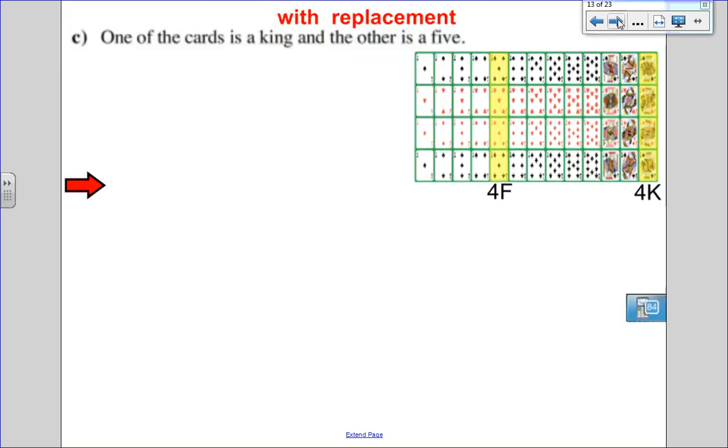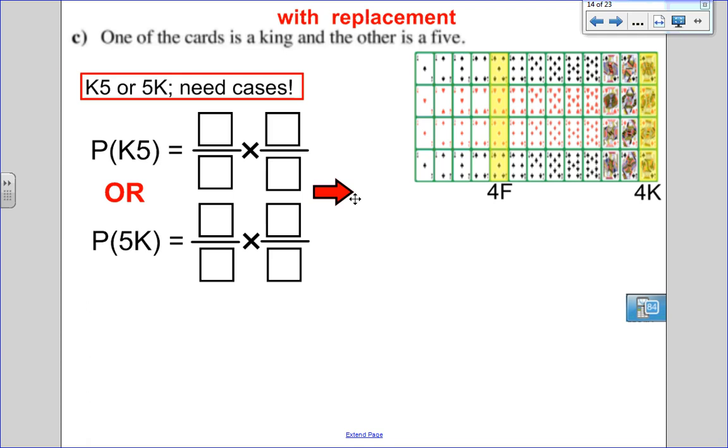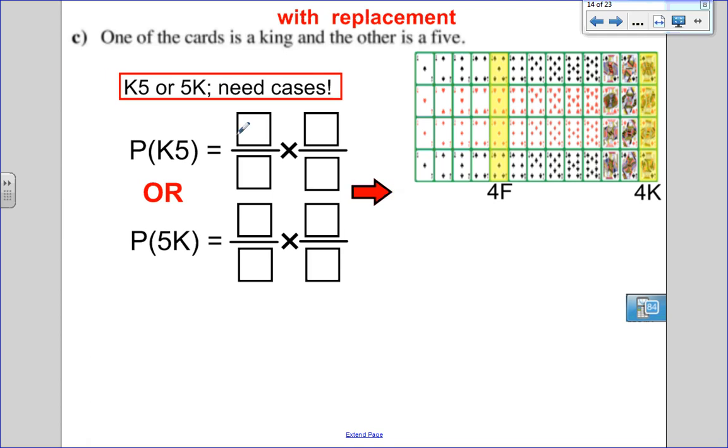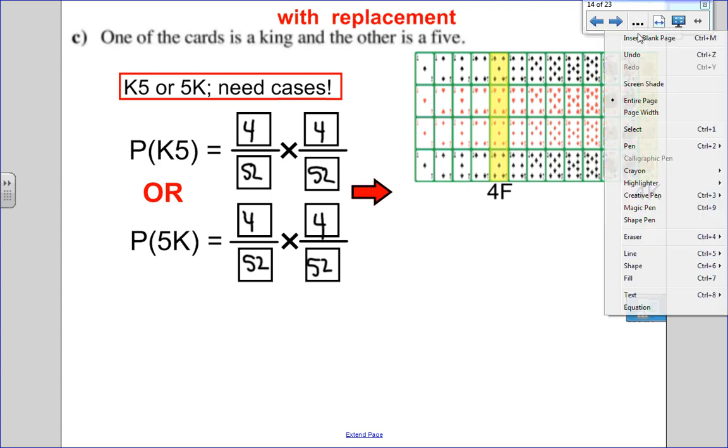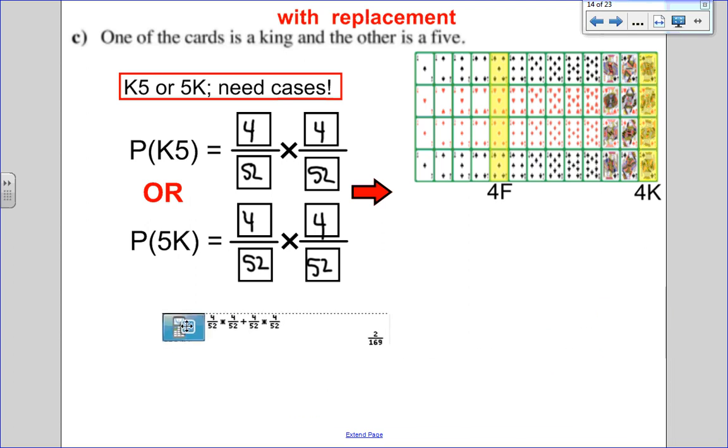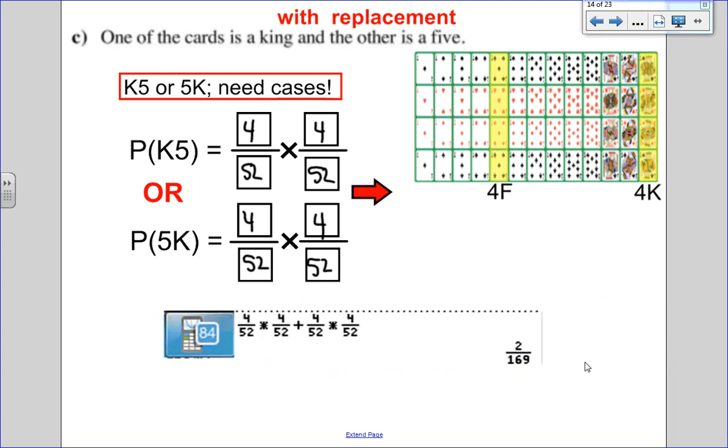And then the last part of this question, again with replacement, one card is a king, the other is a 5, not specifying order. So again, I do have those cases. So here, 4 out of 52, the card goes back. So I keep my denominator the same, also 4 out of 52. Okay, probability of a 5, 4 out of 52 are a 5. The card goes back, denominator stays the same. 4 of those are kings. Or in math means add. So putting that into my calculator and adding the numbers together, I get 2 out of 169.